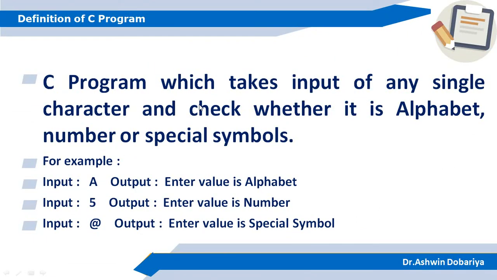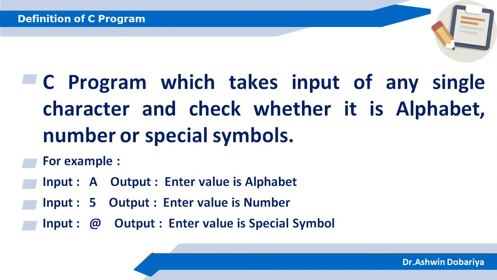In this program, as I told you, we will input one single character, and we have to check whether that character is an alphabet, a number, or a special symbol. For example, suppose the input value is capital A, then the output should be: entered value is alphabet. Suppose the input value is 5, then the output should be: entered value is number. And suppose it is any special symbol, then the output is: entered value is a special symbol. If the user provides this kind of input, it should display the respective output. This kind of program we have to write.